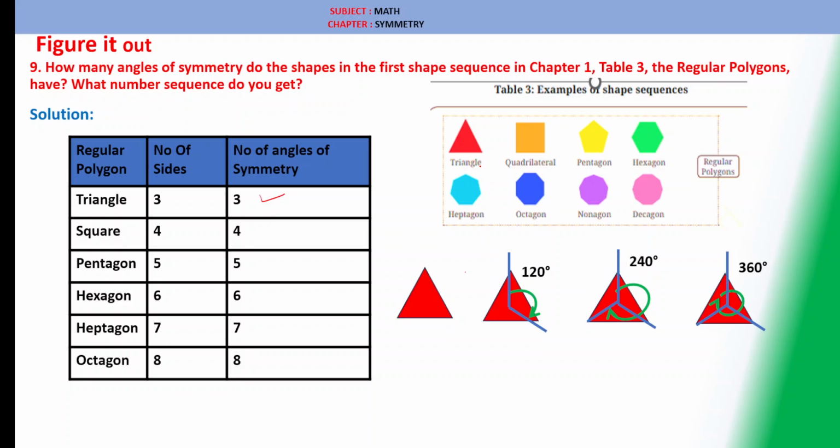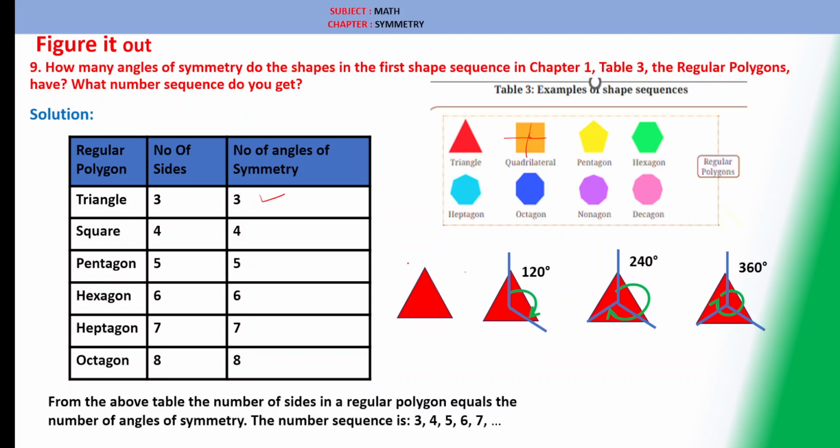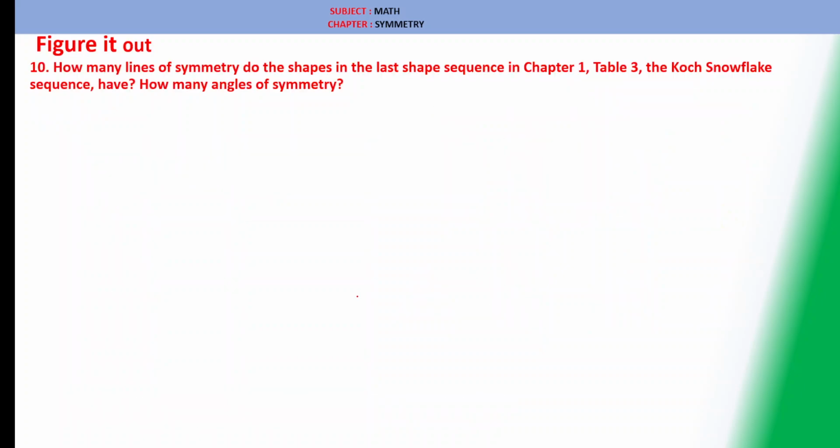Similarly, for the quadrilateral, the number of angles of symmetry is 4. The first one is 90 degrees, the second one will be 180 degrees, the third one will be 270 and the fourth one is 360. Similarly for pentagon 5, hexagon 6, heptagon 7 and octagon 8. From the above table, the number of sides in a regular polygon equals the number of angles of symmetry. So the number sequence is 3, 4, 5, 6, 7 and so on. Let us see question number 10.